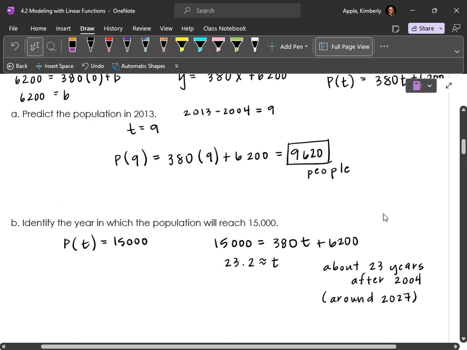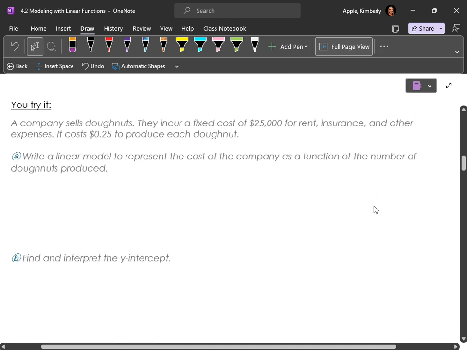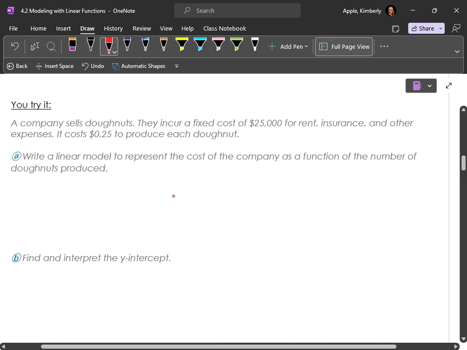Right. And so that's using a model to predict population. So now, if you want to pause the video and try this example real quick, pause it, give it a shot, and then check your answer. I'll give you a second to do that.